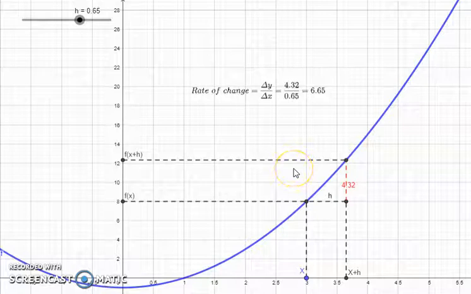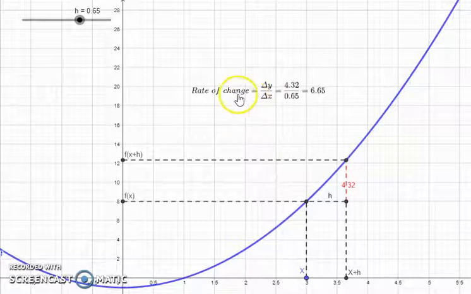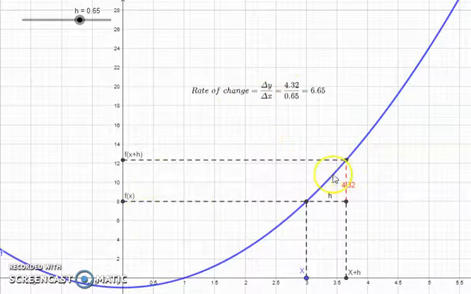Hello and welcome. We're going to talk about the rate of change now. The rate of change is something easy to calculate. You just do the difference on the y divided by the difference on the x. Notice here, the difference between these 2 points, that is 4.32, that will be the difference on the y. And we're going to divide that by the difference on the x, that value here.